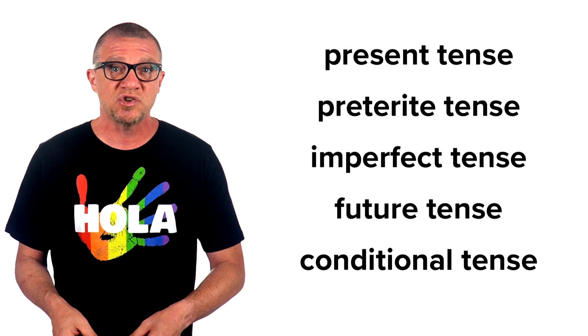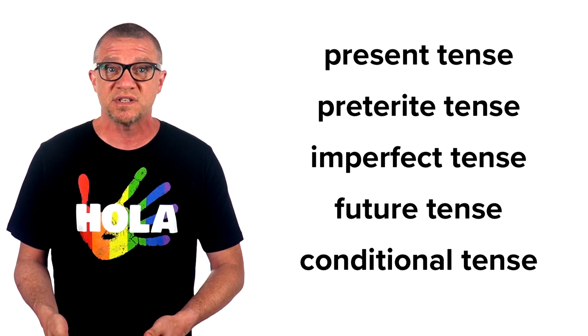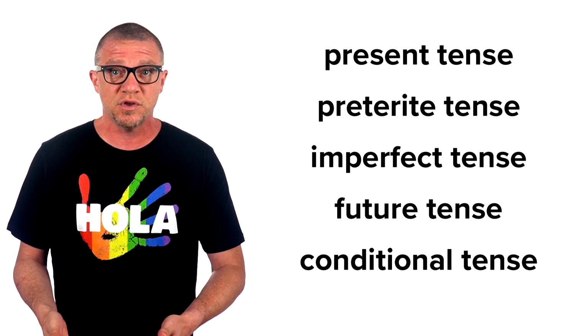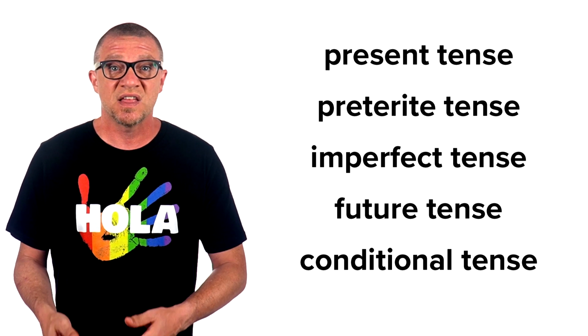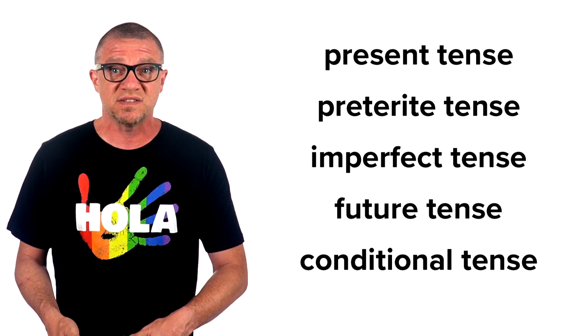Well, things work basically the same in Spanish, except in Spanish there are 5 main verb tenses, because in Spanish there are 2 past tenses. So in Spanish there's the present tense, the preterite tense, the imperfect tense, the future tense, and the conditional tense. These are the 5 main verb tenses in Spanish.